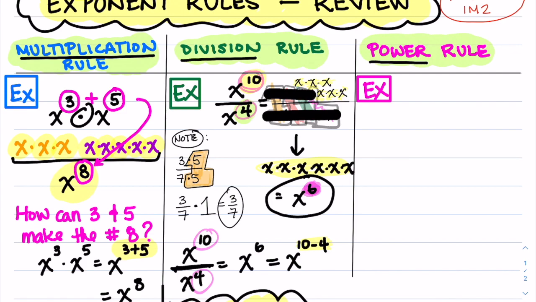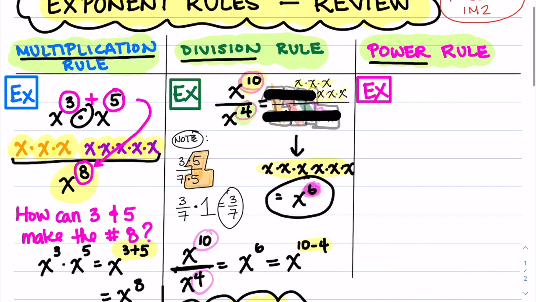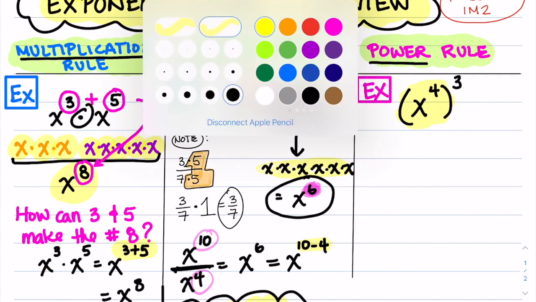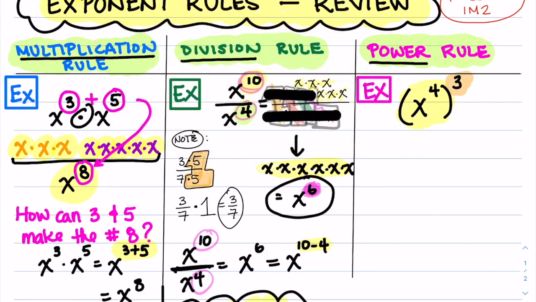So I know this seems kind of weird because you're like, wait a minute, don't all these problems have powers? And that is true. They all do have exponents or powers in them. But this specific one is when you have, for example, something like x to the fourth power to the third power. So you have kind of like double powers, or a power to another power. So you're going to look for something protected in parentheses, and then you see another power at the top.